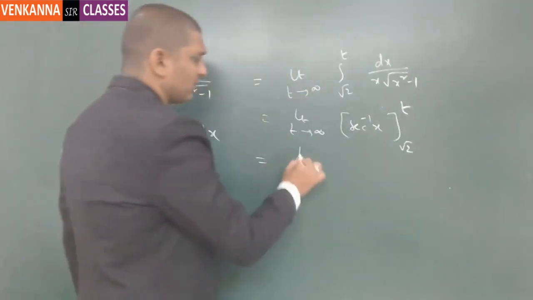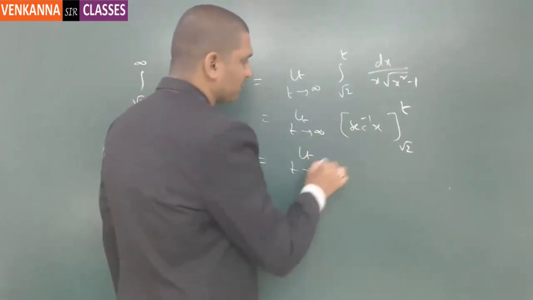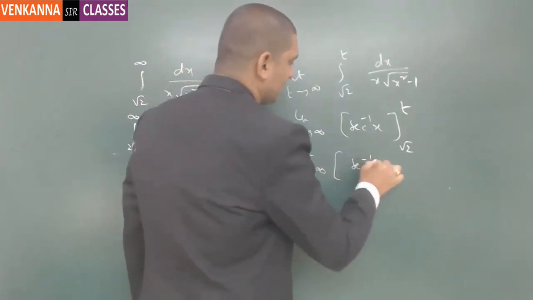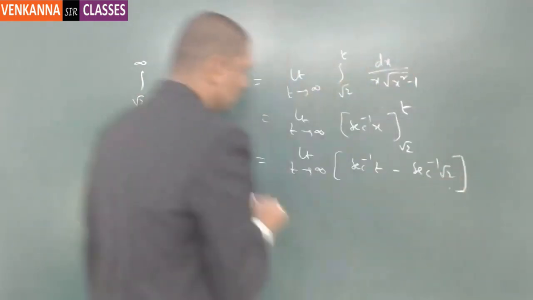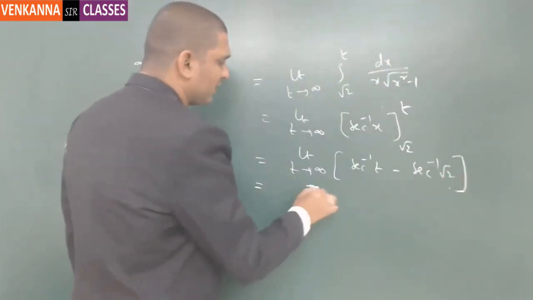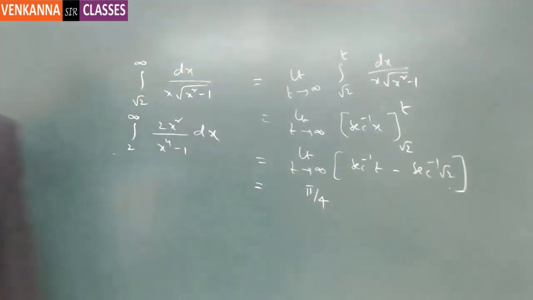So this equals limit t tends to infinity secant inverse t minus secant inverse root 2. So if you apply the limit, you are going to get pi by 2 minus pi by 4, the result is pi by 4. So just try to take a copy of all the previous year integration formulas of calculus. That is enough for you in solving this kind of things, for this chapter exclusively.